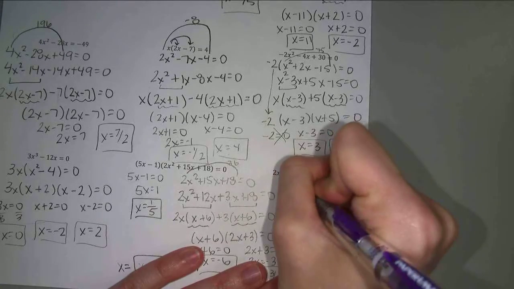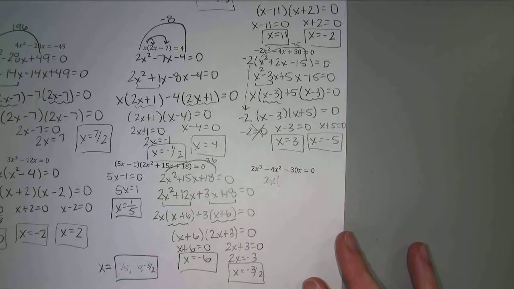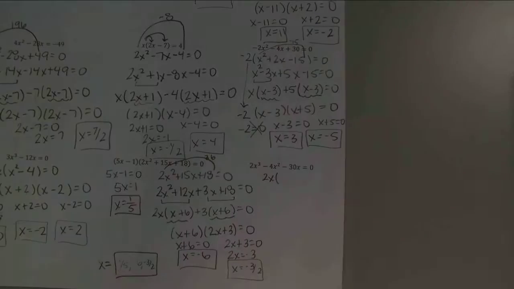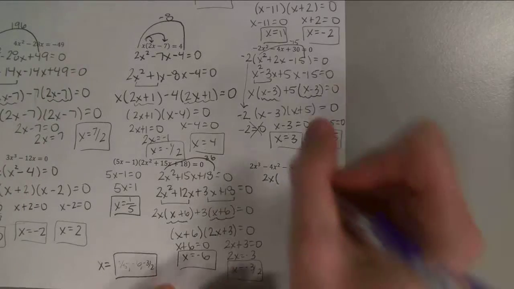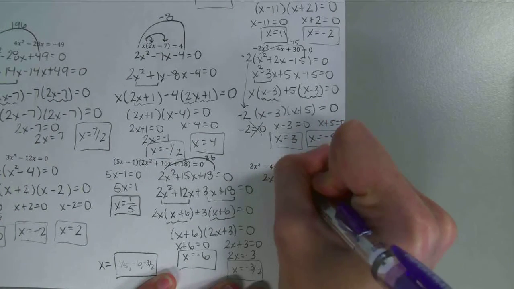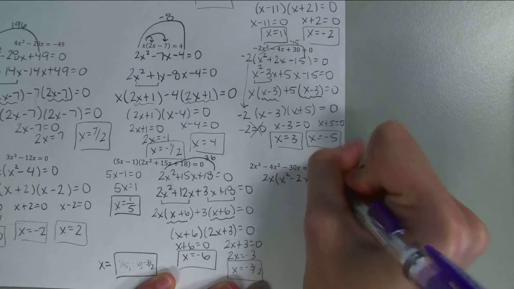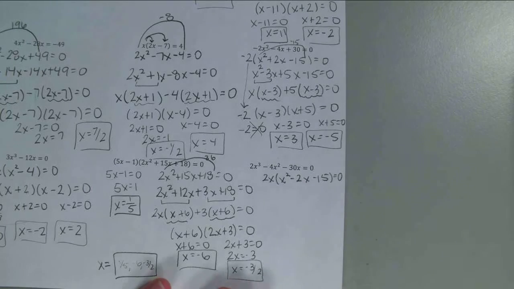I got to write really small. I didn't leave a whole lot of room, did I? So we have 2x. There we go. All right. So the 2x, when we take that out, what's that going to leave us with? X squared minus 2x minus 15 equals 0. I'm barely getting them on there. Does that look all right?